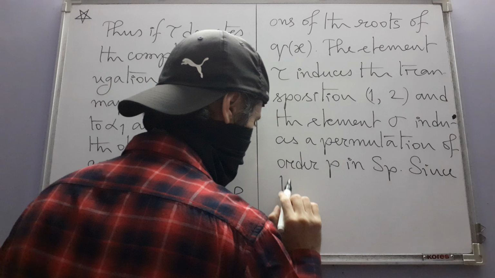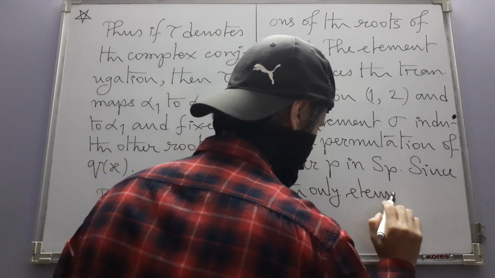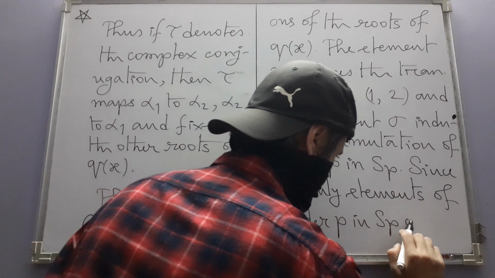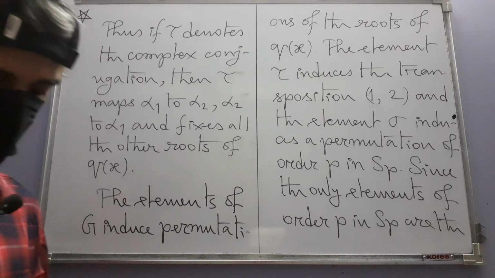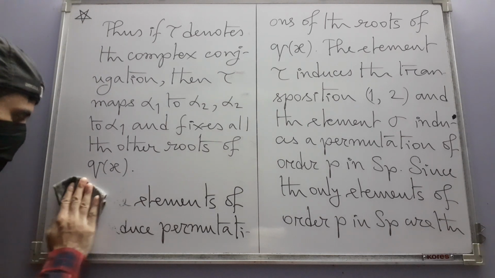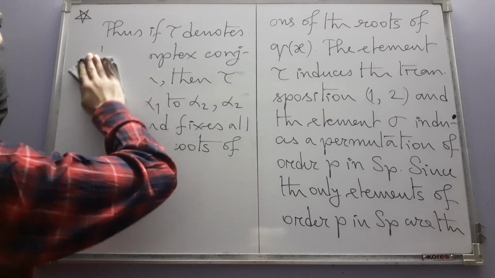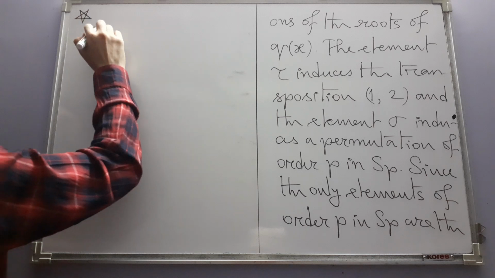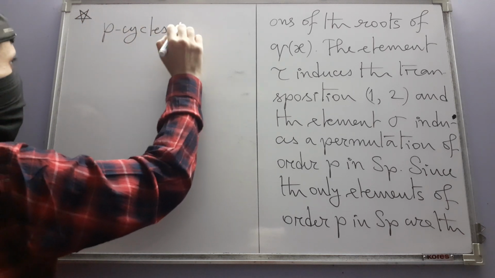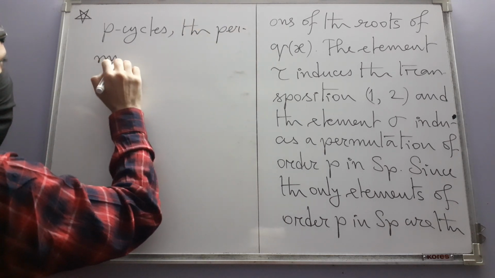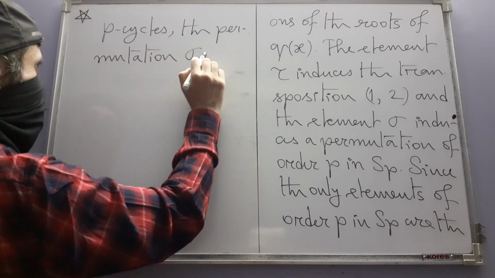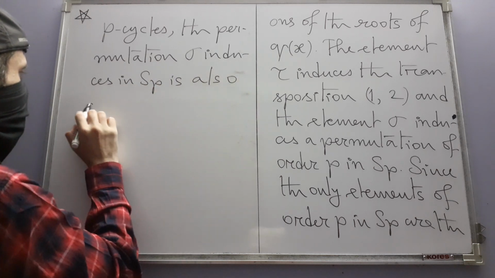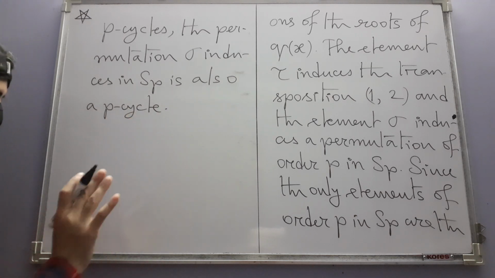Since the only elements of order p in S_p are the p-cycles, the permutation that sigma induces in S_p is also going to be a p-cycle. Which p-cycle we don't know, but some p-cycle.